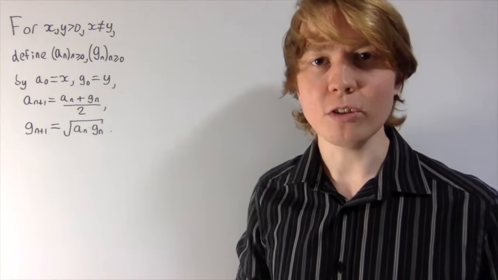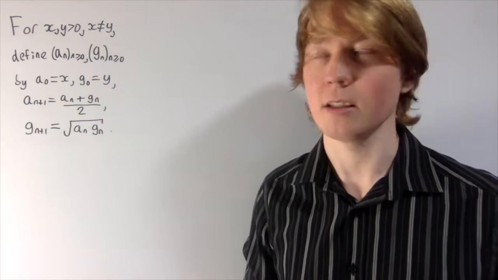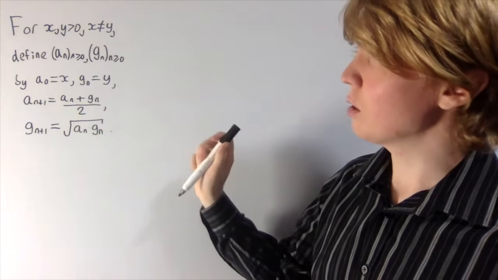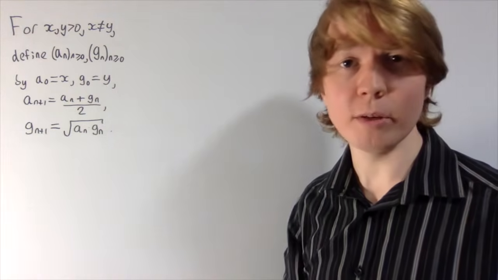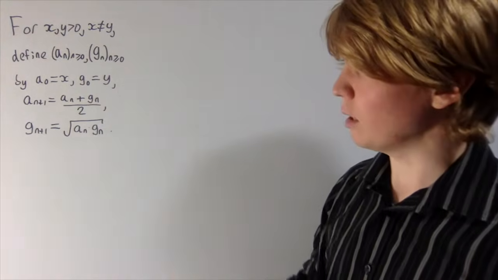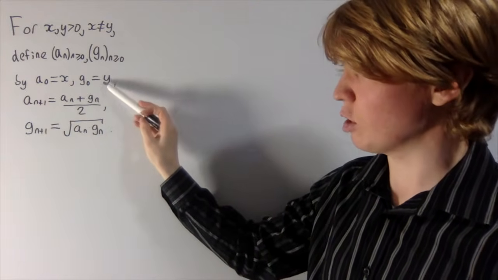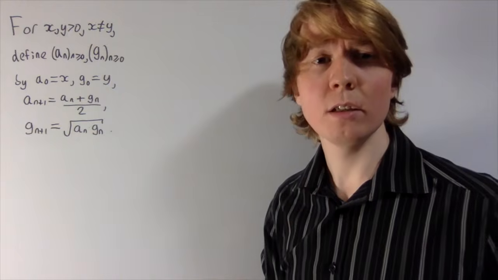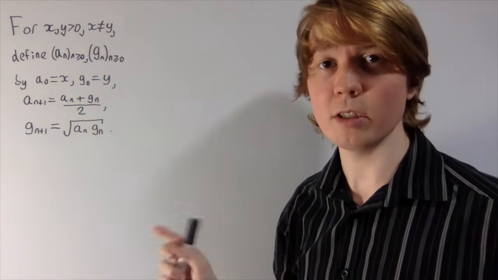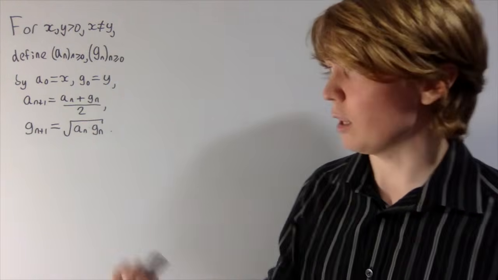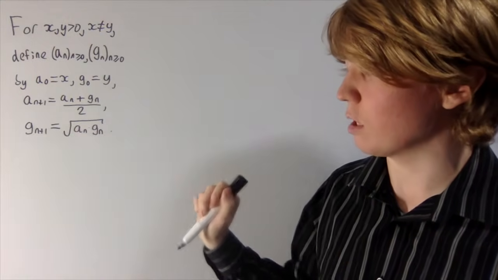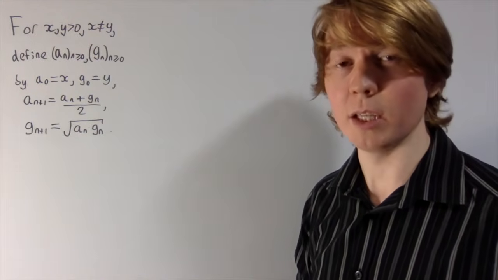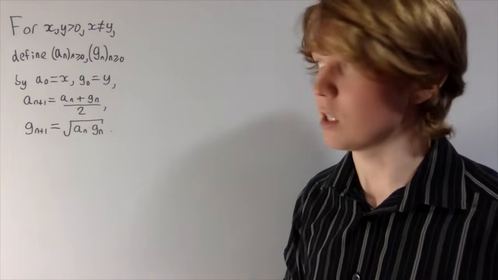Okay, so here we've got two very interesting related sequences, a_n and g_n. If you start with two distinct positive numbers, x and y, your a sequence starts at x, and your g sequence starts at y. Then to find the next term in your a sequence, you find the arithmetic mean of the previous term in each sequence. And to find the next term in the g sequence, you find the geometric mean of the previous term in each of the sequences.